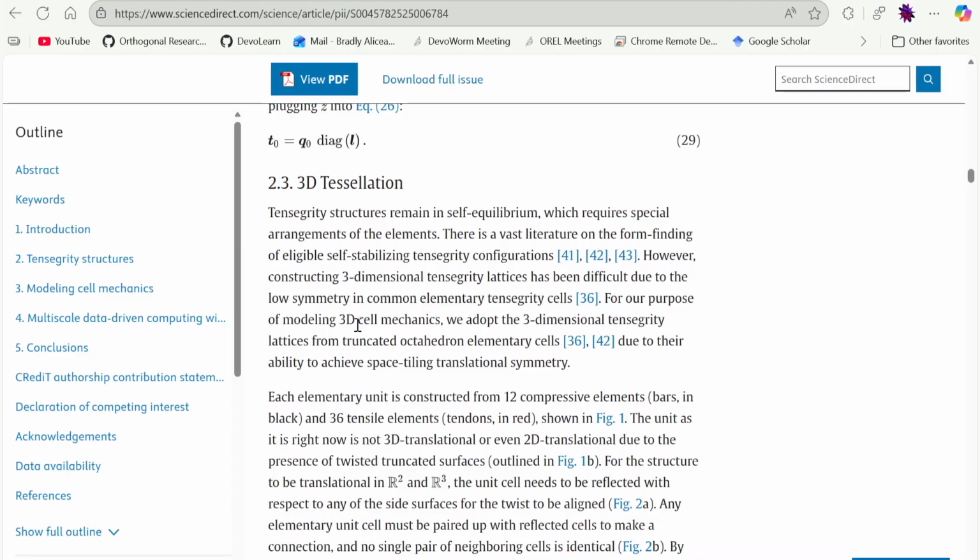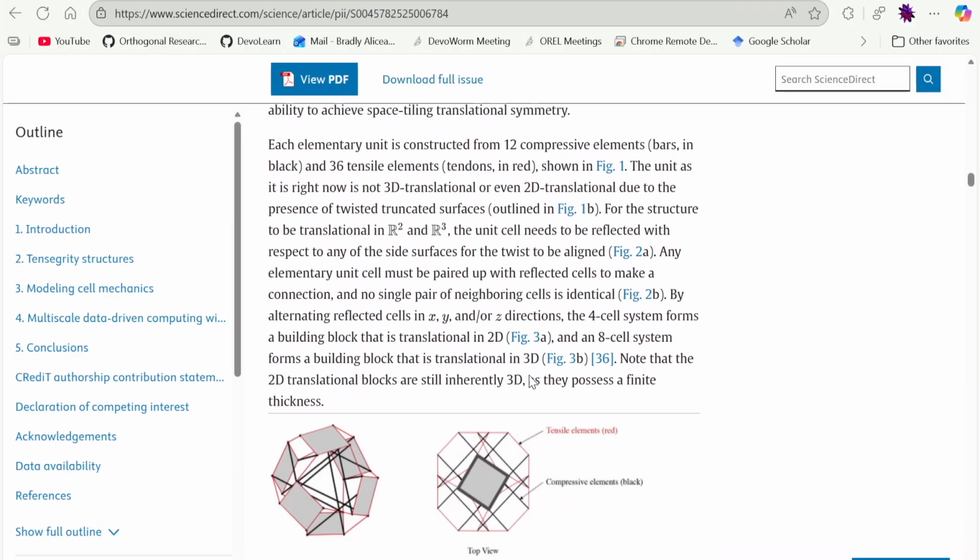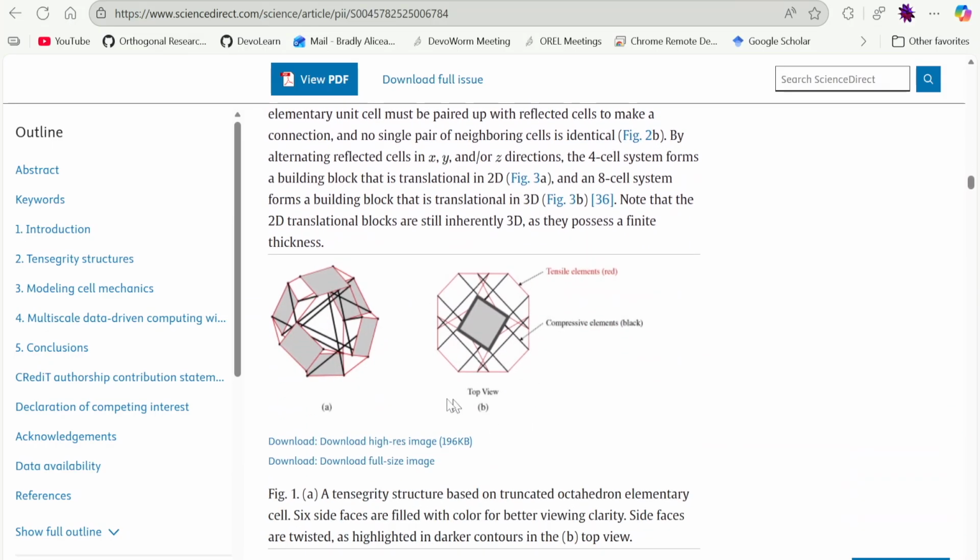So I imagine with these tensegrity structures, you can't get a very long sequence of dynamics to really evaluate. I don't know what their time scale is here, but it's going to be a hard computational problem. So this is the image here where they talk about, let me see if I can open this up.